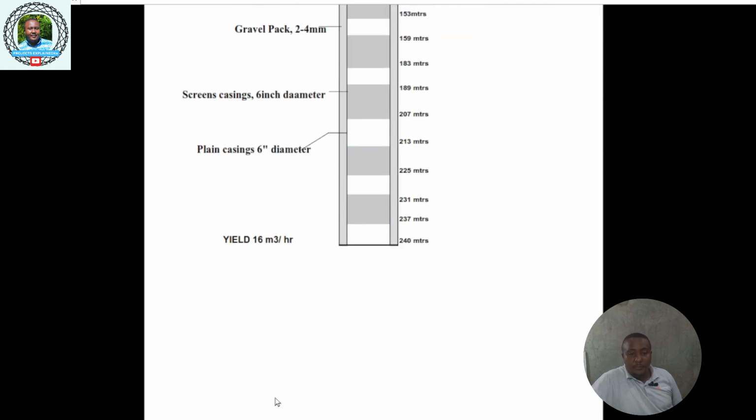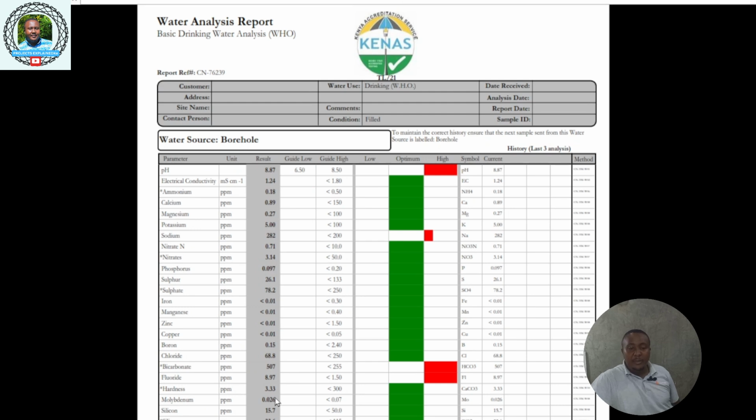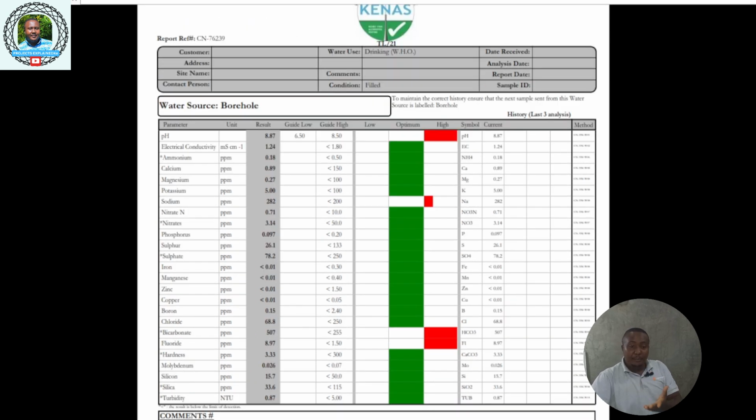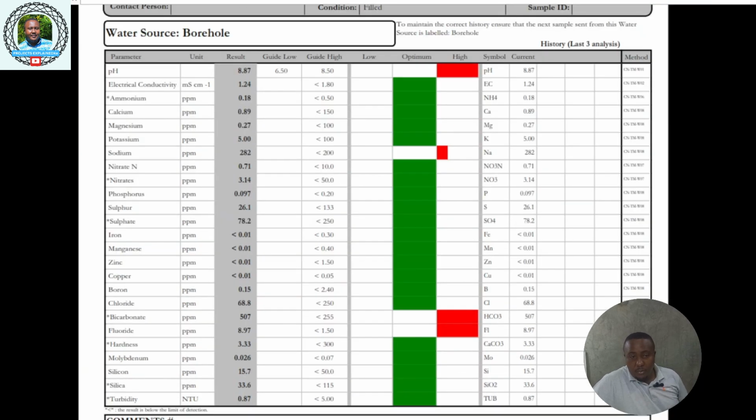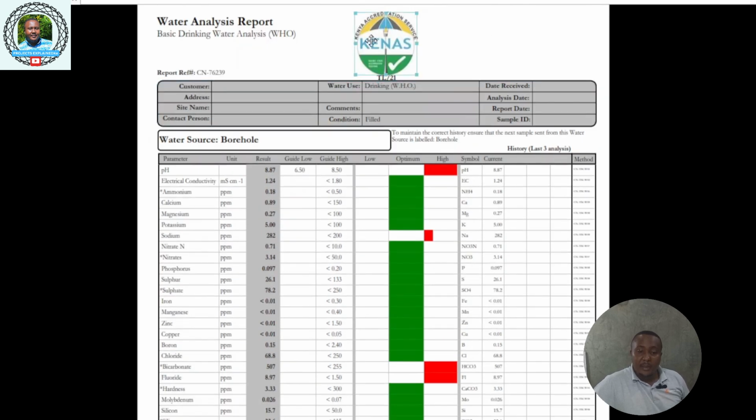Then we go to the water quality analysis. This quality analysis depends on the lab that tested it, and this is a sample. This is not exactly for this borehole. You usually get the logo of the company, but it should be regulated by KENAS, the Kenya Accreditation Service, for testing water quality as per the basic drinking water analysis of the World Health Organization. Depending on the company or lab that has tested your water, it may come differently, but this is just a sample.